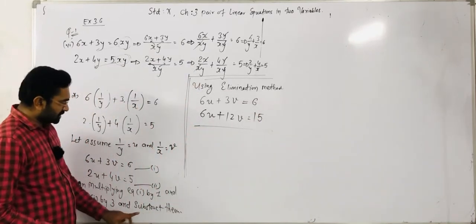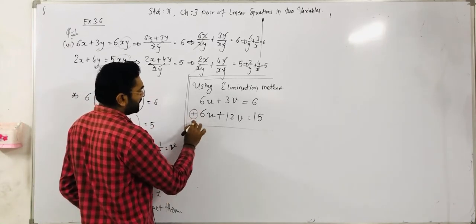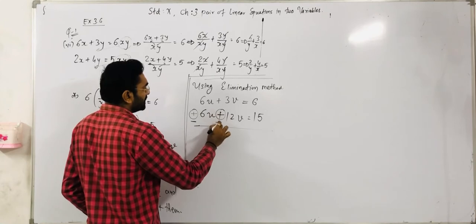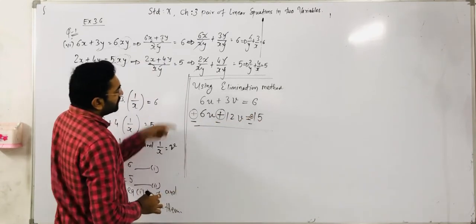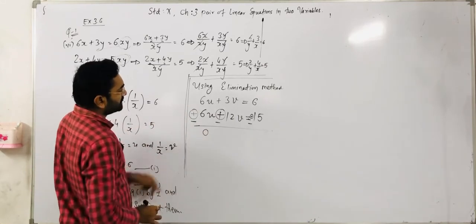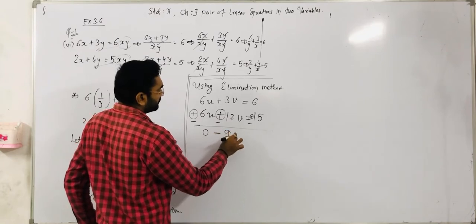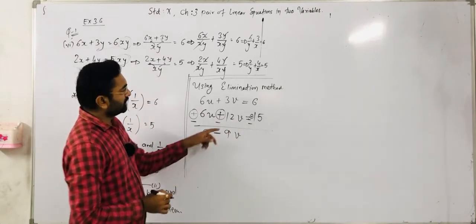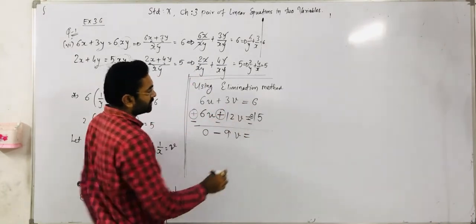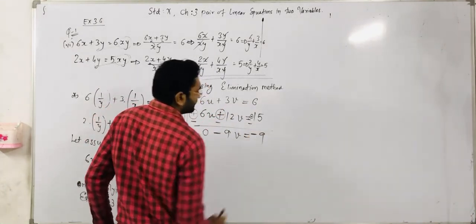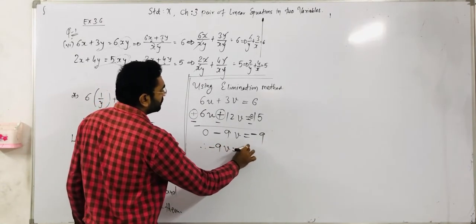And for both equations we have to do subtraction. So in subtraction, all signs of the second equation are changed. Plus becomes minus, plus becomes minus. So 6u minus 6u is 0. 3v minus 12v, so we get minus 9v, is equal to 6 minus 15. 6 minus 15 means what? Minus 9. Okay. So here we are getting minus 9v is equal to minus 9.